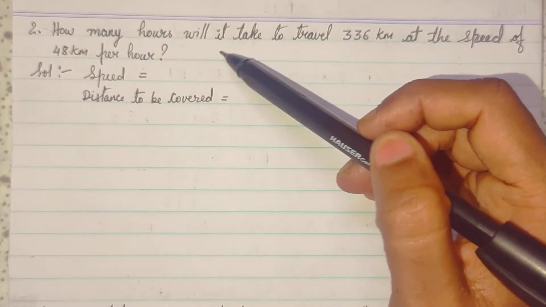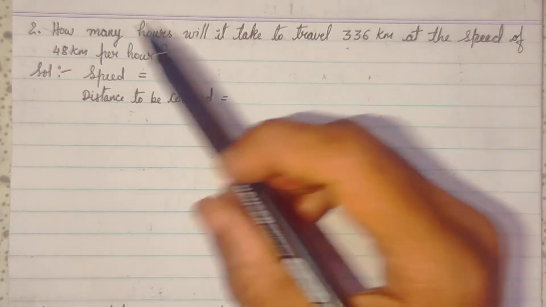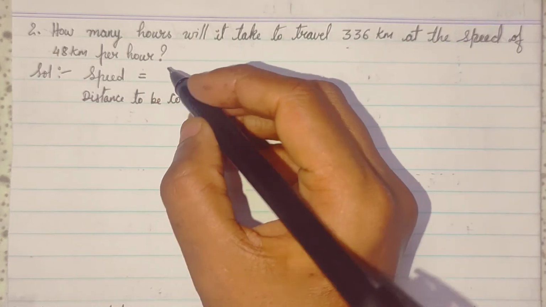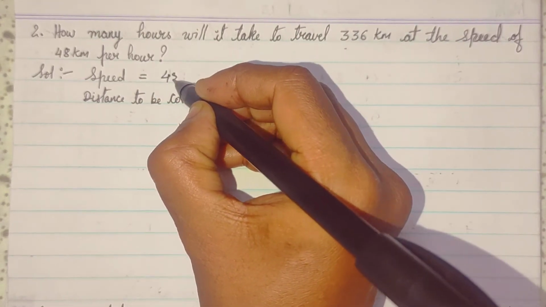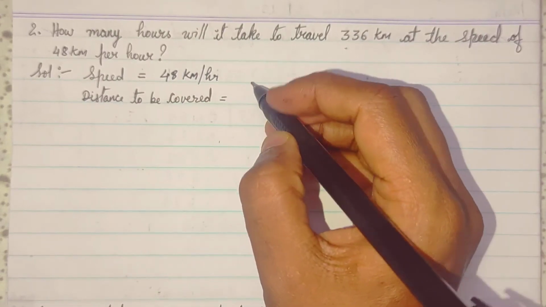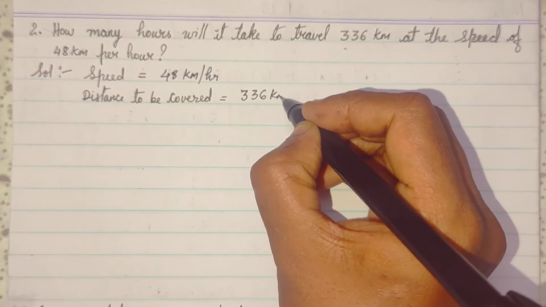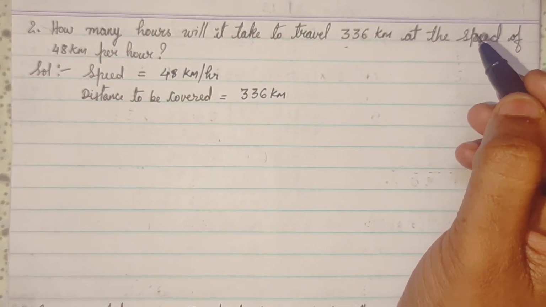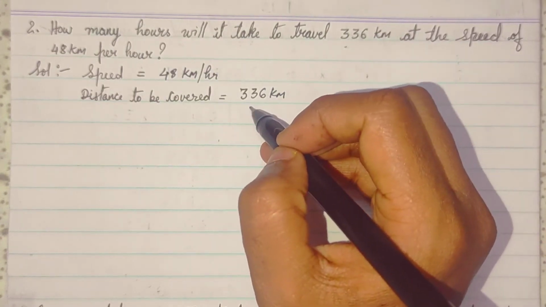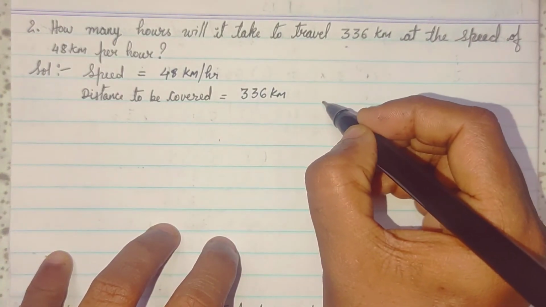How many hours will it take to travel 336 km at the speed of 48 km per hour? सो यहाँ पे गाड़ी की स्पीड कितनी है 48 किलोमीटर per hour and distance to be travelled is 336 किलोमीटर. सो कितना टाइम लगेगा to cover this much distance? So what we have to do, we have to do division.